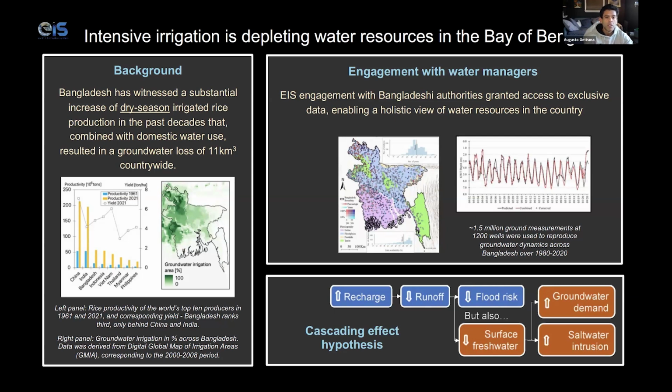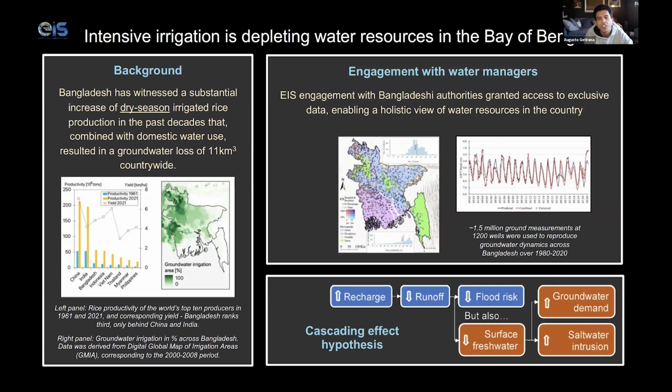Bangladesh is currently the 3rd largest rice producer in the world, only after China and India, as you can see in the figure on the left. This is a result of intensive irrigation during dry seasons, in addition to the traditional wet season flood irrigation that's been used over decades in the region. And that dry season irrigation has resulted in a loss of almost 3 billion gallons of groundwater in the past decades. I know that's not really sea level related, but we'll get there.